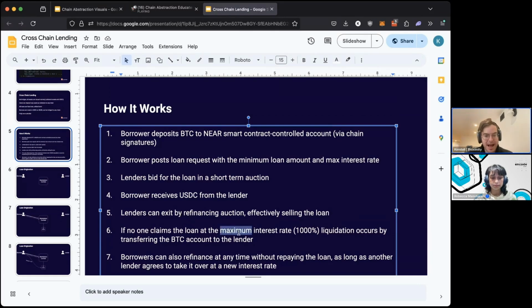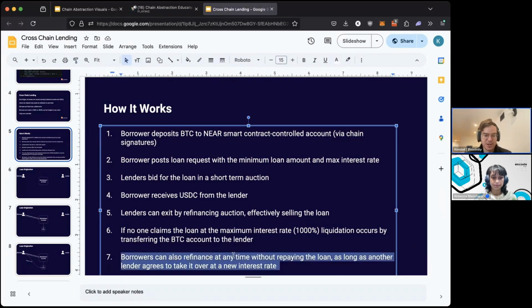And you could even set a max interest rate. So if no one's willing to accept a 1000% interest rate, then clearly this is not a healthy loan. And so liquidation needs to happen, in which case you can transfer the Bitcoin to the original lender who's trying to get out of it, so they can liquidate and hopefully recoup most or all of their losses.